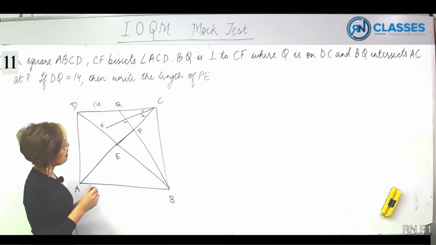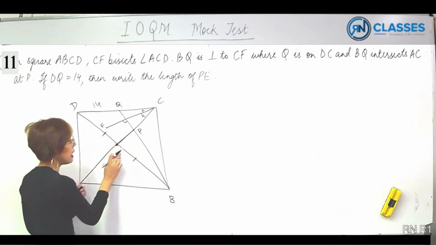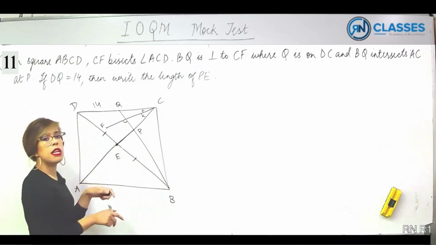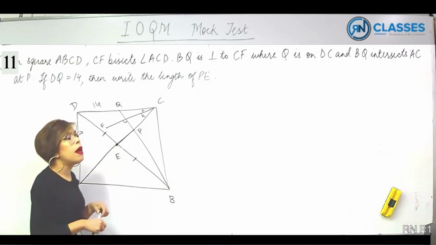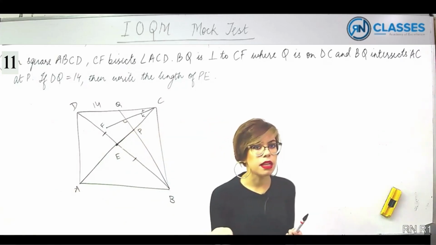Now, I can see that BE is equal to DE. This length is equal to this length. That means E is the midpoint of DB. Since midpoint is getting involved, maybe the midpoint theorem might be getting involved. Right? It might be the case.